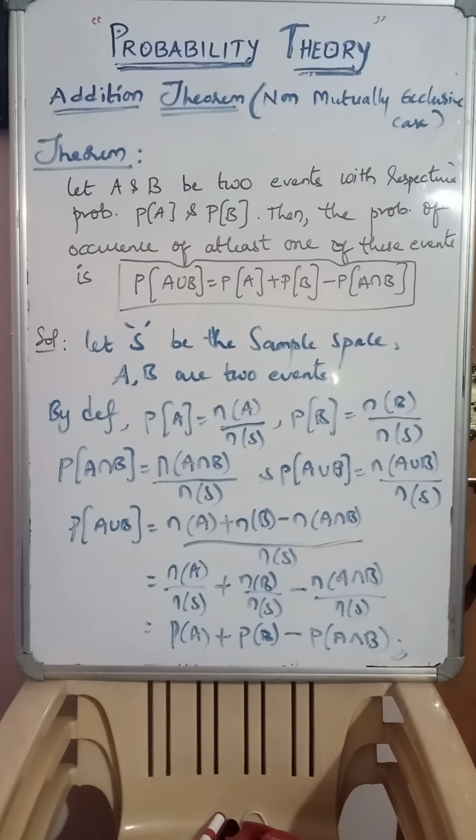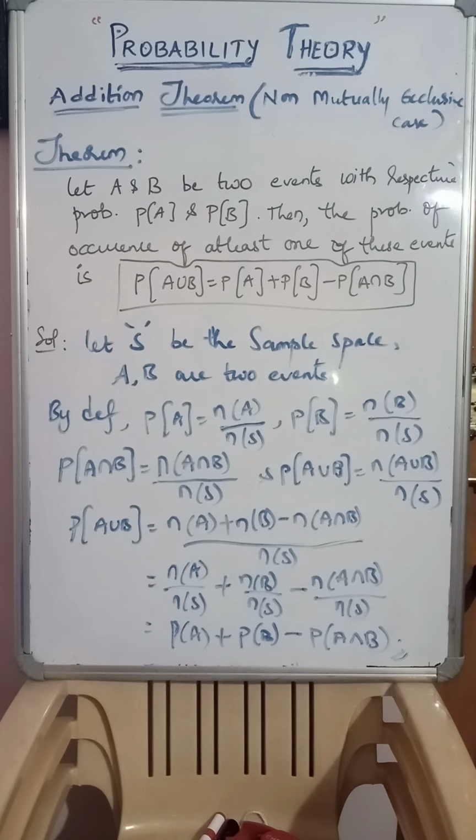Non-mutually exclusive means definitely there must be a common element between events A and B. That common element can be taken as A intersection B. Clear? Next, look at the statement here. Let A and B be two events with probabilities P of A and P of B. Then the probability of occurrence of at least one of these events is P of A union B equals P of A plus P of B minus P of A intersection B. So we have to remove that common element between A and B. Clear? That has to be removed.